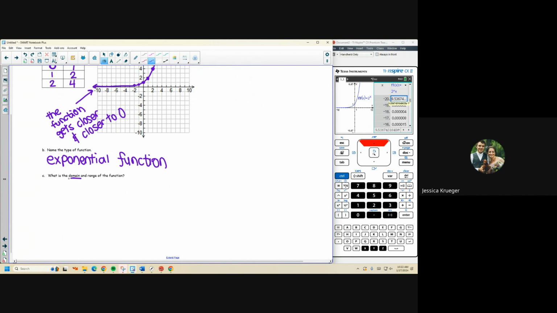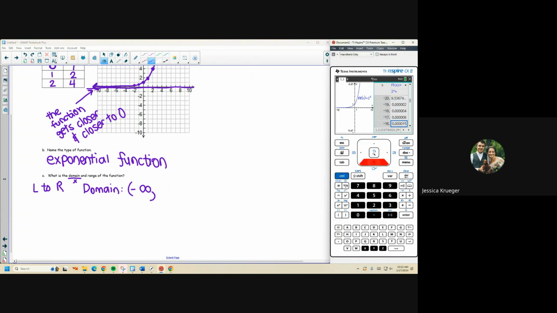Next thing it wants to know, what is the domain? Remember, domain means I want to look left to right. And these are your x values. So as I go along my x-axis, I can see my function goes to the left forever and ever. And then if I keep going to the right, if I go back here in my calculator, if I keep moving to the right, this keeps getting bigger and bigger and bigger. Okay, so that means as I keep going to the right, I'm still going to have outputs for my function. So it goes from -infinity to infinity.